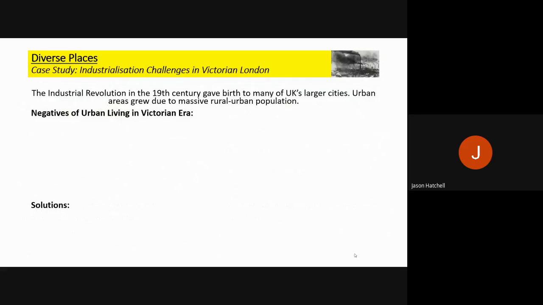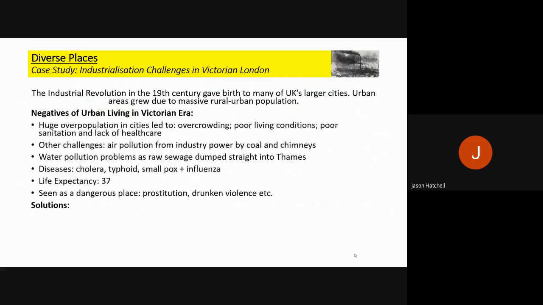So we need to look at the negatives of urban living in the Victorian era in the 19th century. So overpopulation, overcrowding, poor living conditions, poor sanitation, lack of healthcare. Air pollution from industry, coal and chimneys, water pollution from raw sewage in the Thames, cholera, typhoid, smallpox, and influenza as a result of the above problems. Life expectancy was circa 37 years old. Now, compare that with today, life expectancy in some London areas is up to 82.